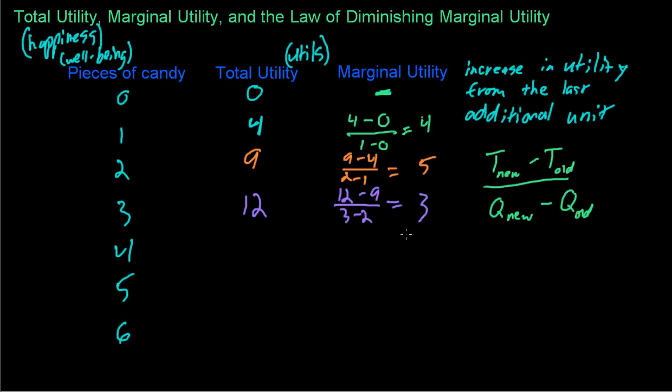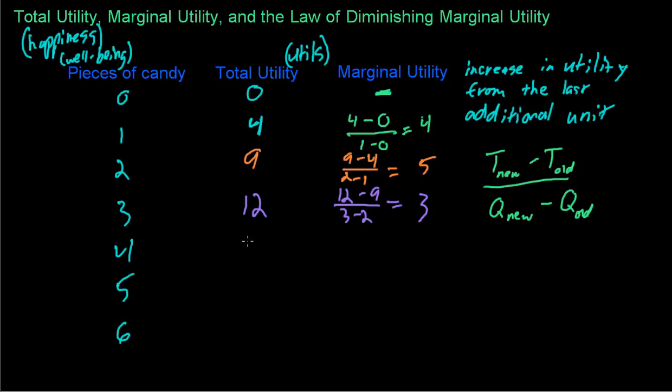So now you can see that we're starting to enjoy this less. We enjoyed this third candy bar less than we enjoyed the second one. And that is what is called the law of diminishing marginal utility. I'm going to go ahead and do the 4th row before I talk about it in depth, so that we have just a little bit more to see what's going on.